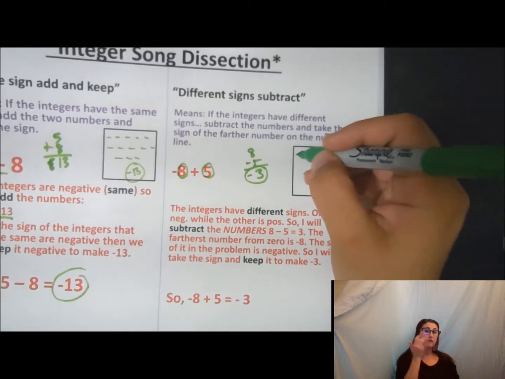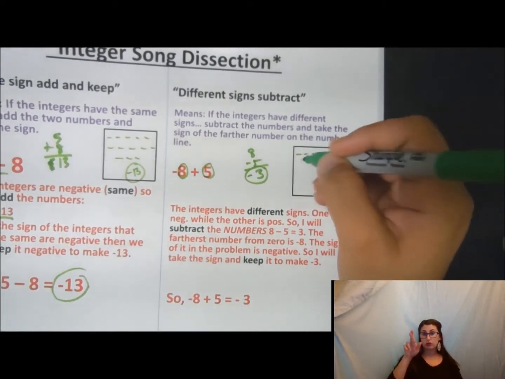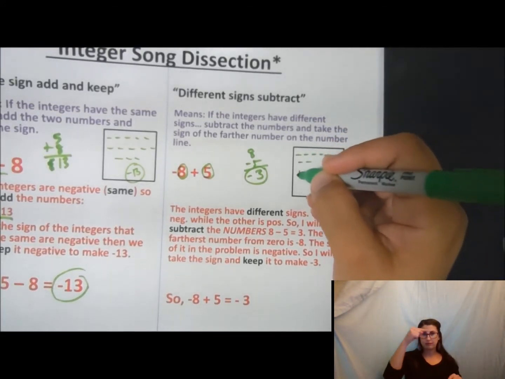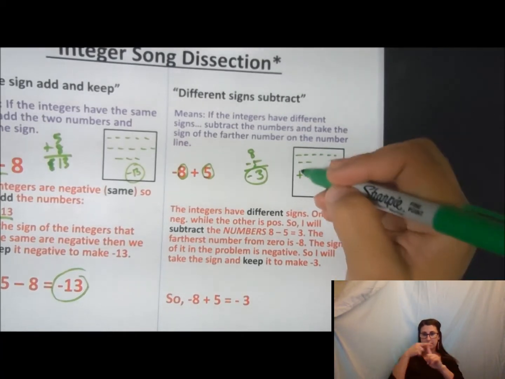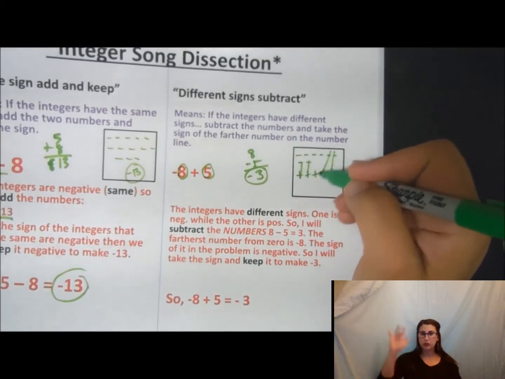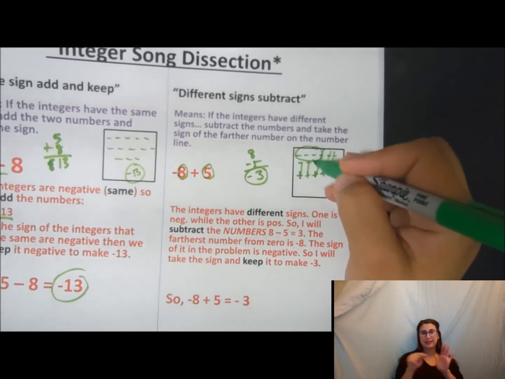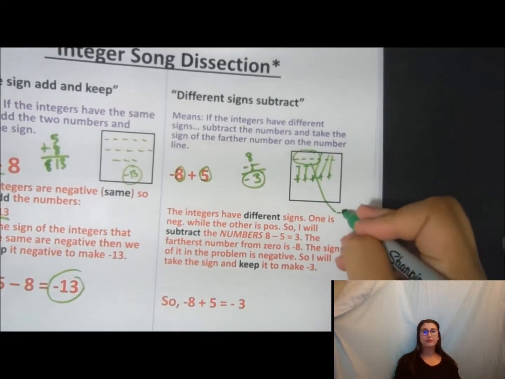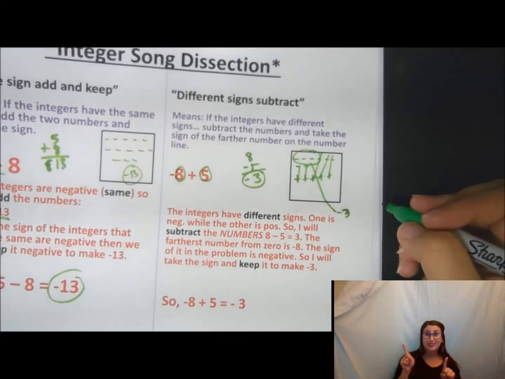And if you want to use the jar, so 8 negatives and 5 positives, cancel, cancel, cancel, cancel, cancel. There's my negative 3 right there. Okay, so it works.